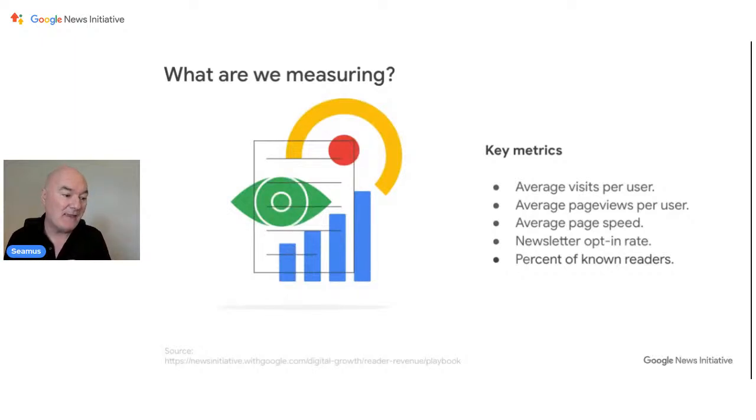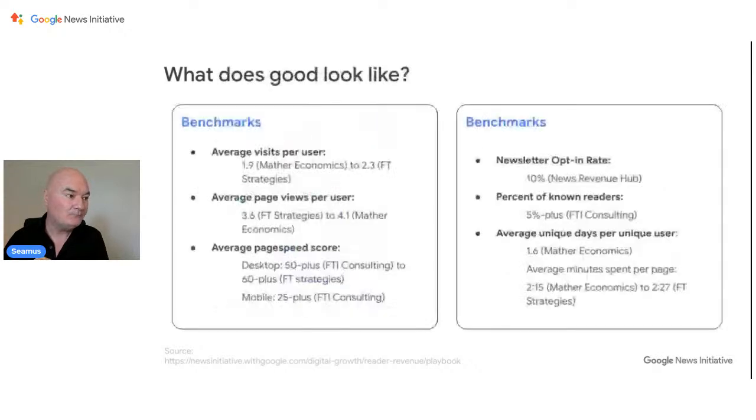And then the last on the list there, the percentage of known readers. So that's the known visitors as a percentage when we compare that with the total unique visitors. And so that's a great insight there as well.